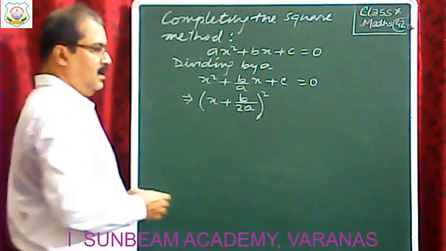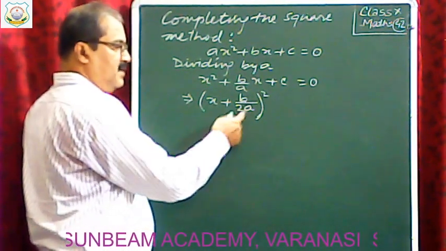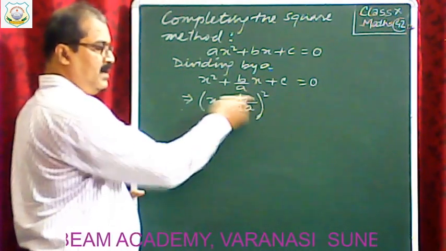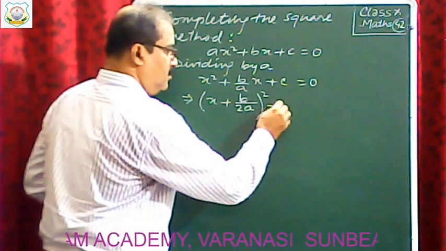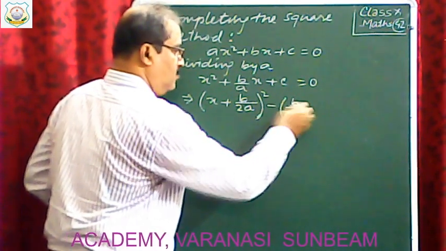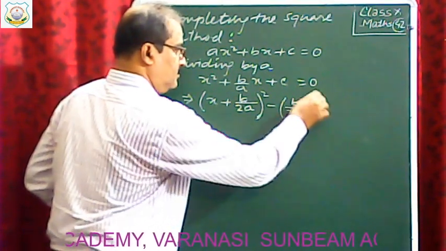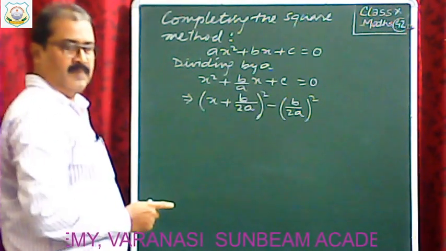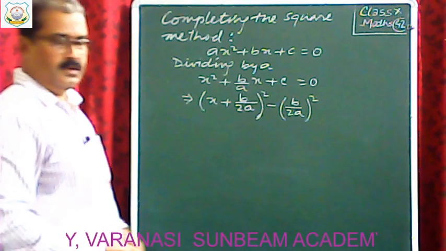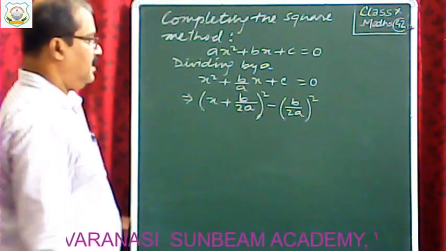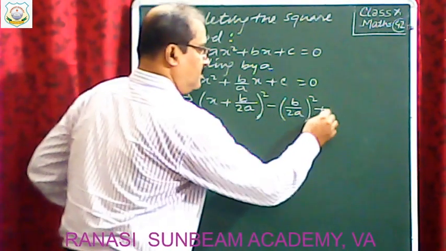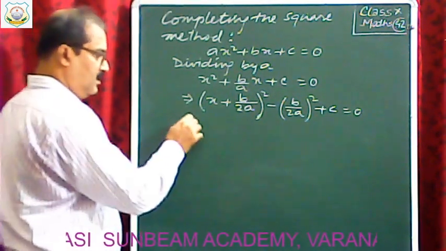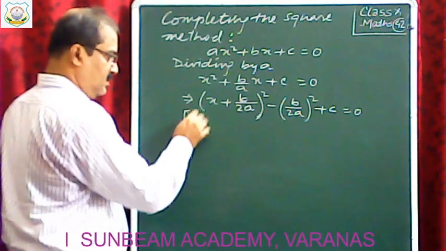Clear? So we get the form a plus b whole square. The part of a is x and the part of b is b upon 2a. Then and there you have to deduct the same b by 2a whole square, for balancing the equation. Plus c is left, equal to 0. Now why have you done this? Verification. Let's see the verification.